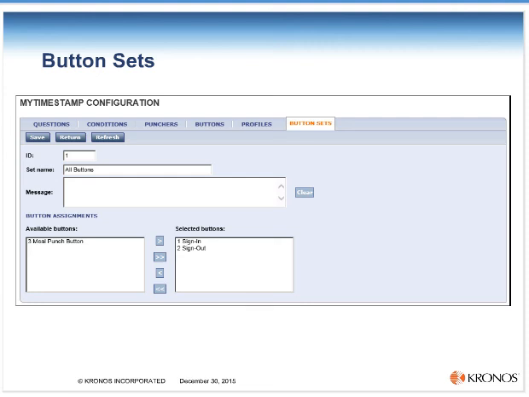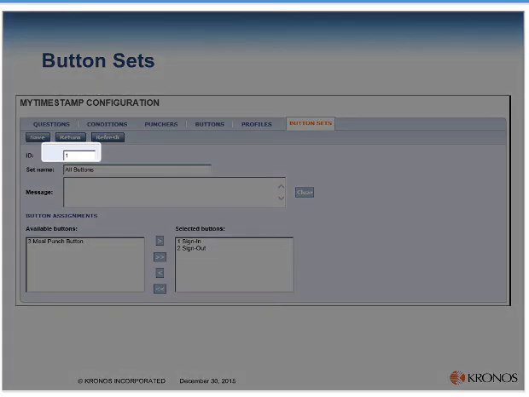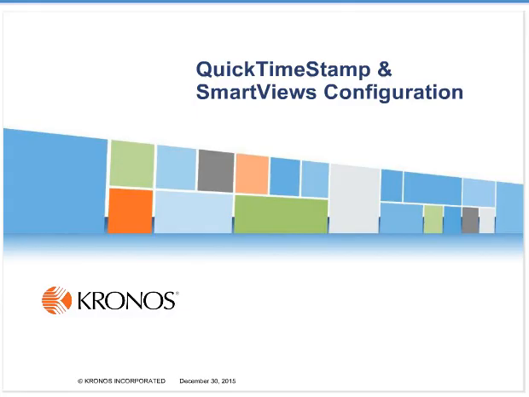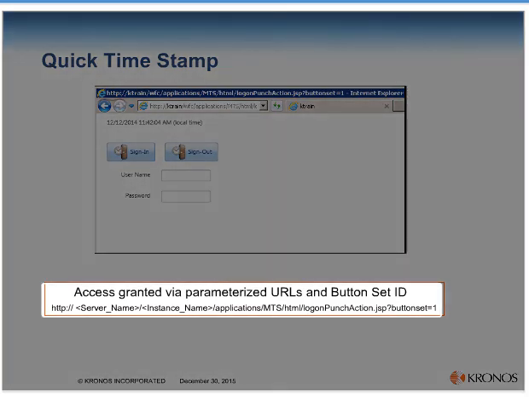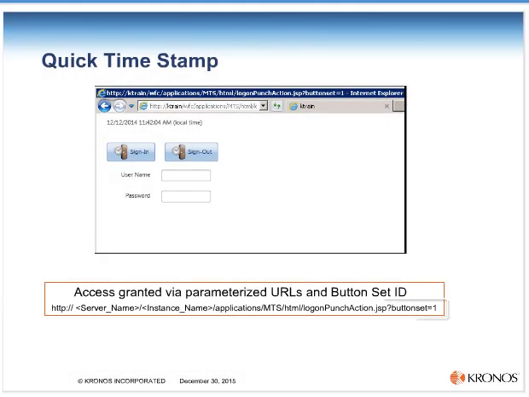Button sets are simply a named collection of buttons. Button sets are only used by the My Timestamp URL, the attestation equivalent of the quick timestamp. The button set ID is used inside the quick timestamp URL to determine which buttons are displayed to the employees. For employees who will access the system through quick timestamp functionality, access is granted through a parameterized URL that contains the name of the button set that the employee should be accessing.